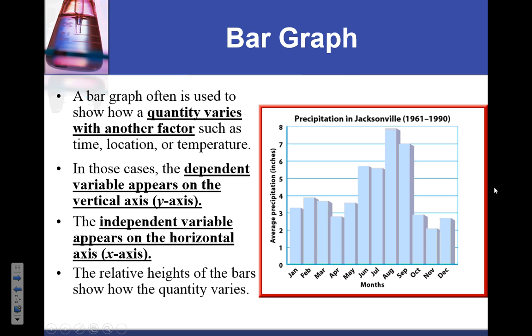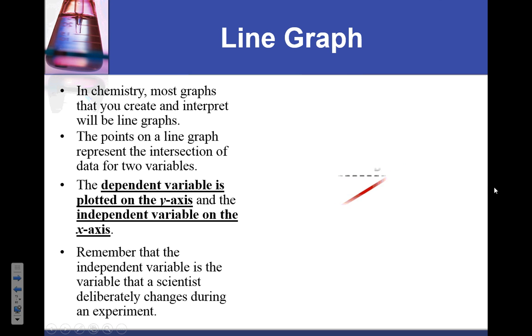The relative heights of the bars show how the quantity varies. Sometimes patterns jump out at you, like you can see here. What are, in general, the rainy months? June, July, August, September. Those seem to be by far the rainiest months in Jacksonville, and that probably corresponds with monsoon season.